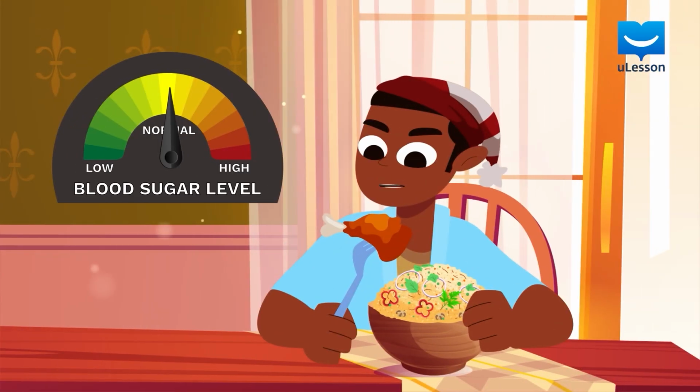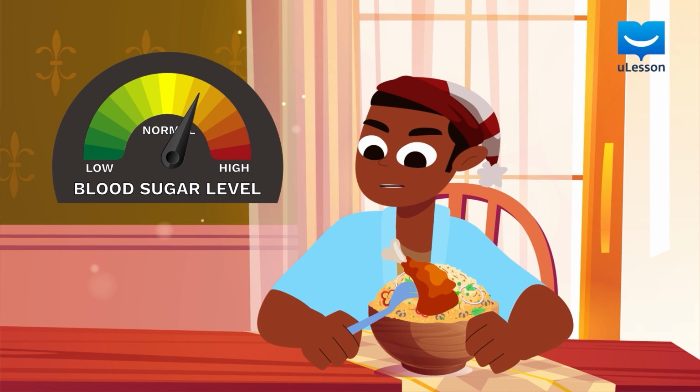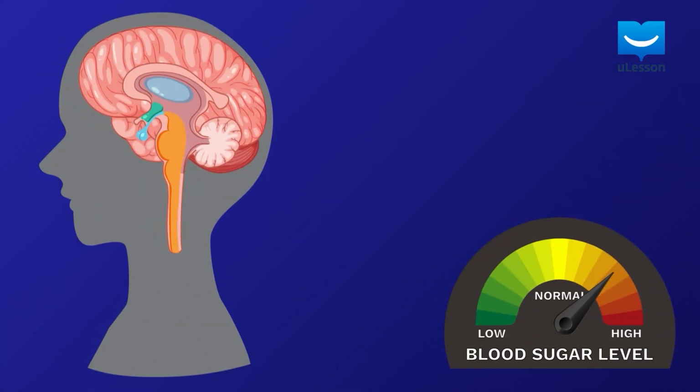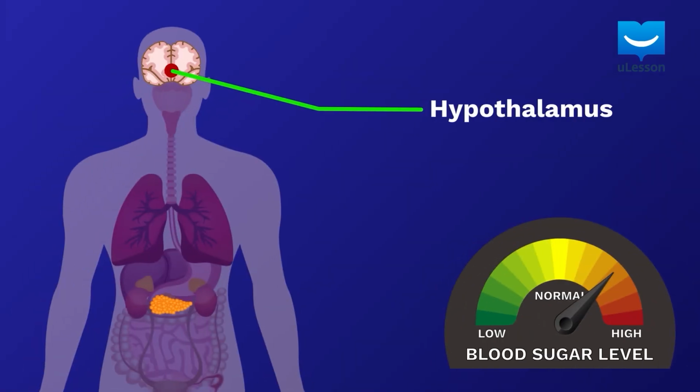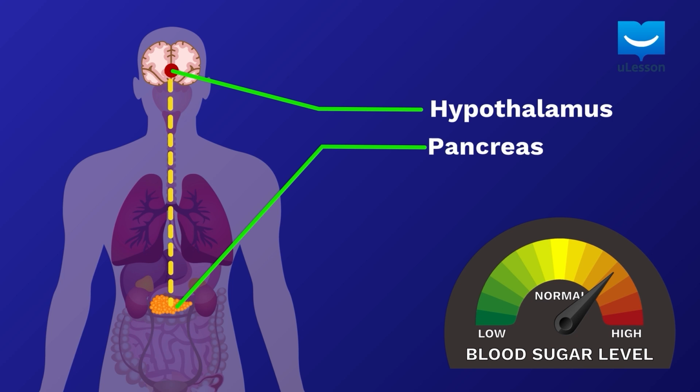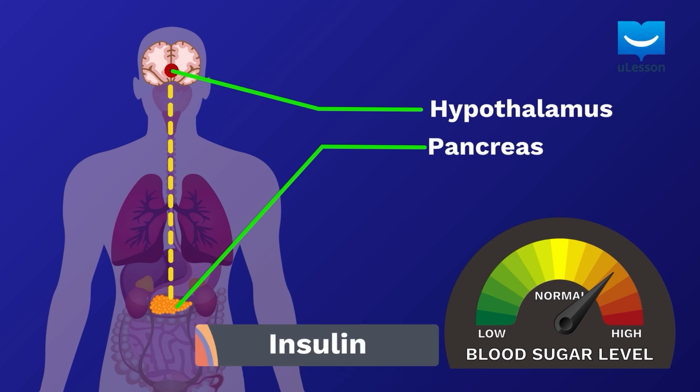A very good example of a homeostatic process is the regulation of blood glucose levels in the body. Now, after eating a meal, the blood glucose levels become higher than normal. This change in blood glucose levels is detected by the hypothalamus in the brain. The hypothalamus sends signals to the pancreas, which responds by releasing the hormone insulin to move the excess glucose from the bloodstream into the body cells, where it can be used for energy or stored for later use.